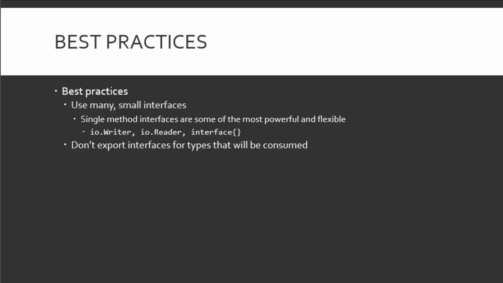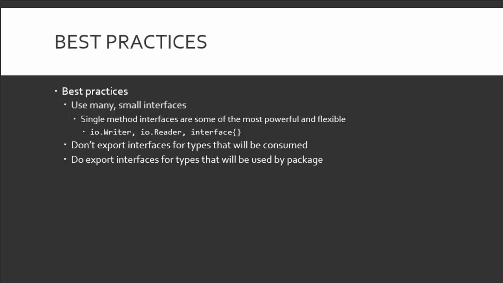Don't export interfaces for types that will be consumed. So if you're creating a library and somebody else is going to be consuming a type, go ahead and publish that concrete type out there. Don't create an interface assuming you know how people are going to use it. Allow them to create the interfaces that your type will implement. That way they don't have to implement a whole bunch of methods in their test suite that they never even use. Do export interfaces for types that you will be consuming, however.